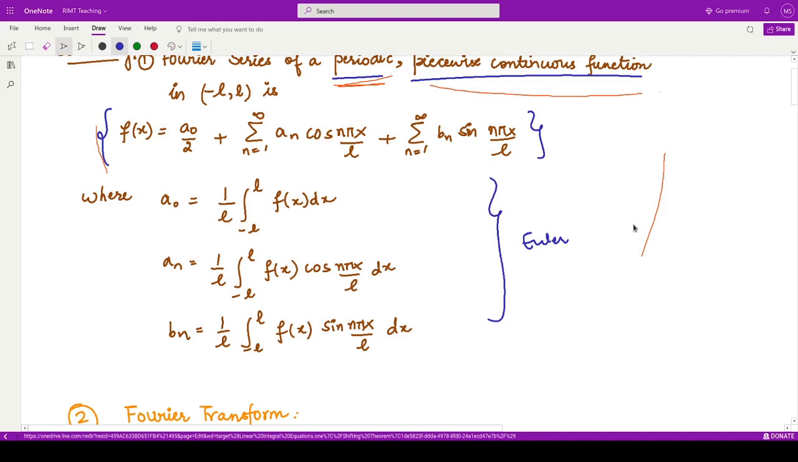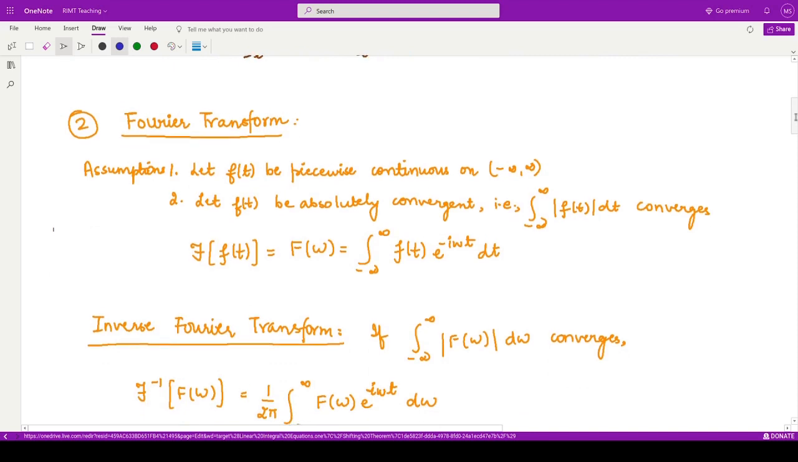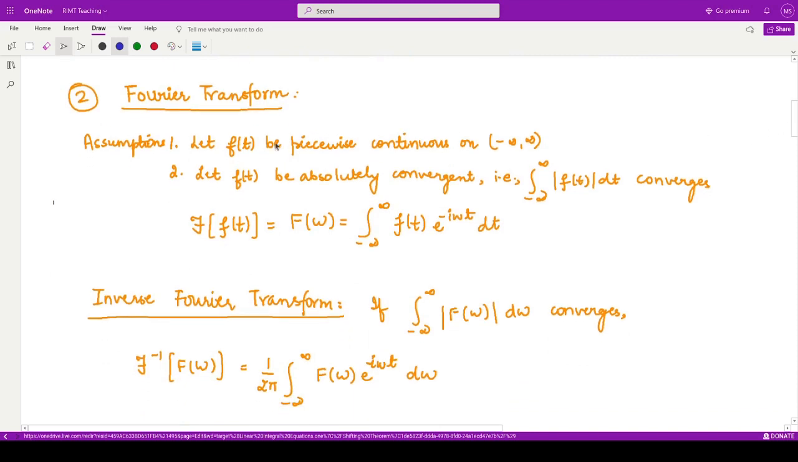Right. Next we have studied about the Fourier transform of any function. For the Fourier transform of any function to exist, the function should be piecewise continuous in the interval minus infinity to infinity, and it should be absolutely convergent. That means the integration of this absolute function should be convergent, and if these two conditions are satisfied, the Fourier transform of that particular function is given by integration from minus infinity to infinity of the function, multiplied by e to the power minus iota omega t dt.